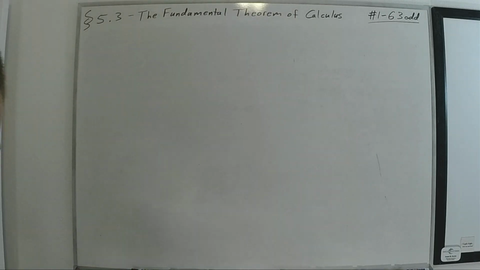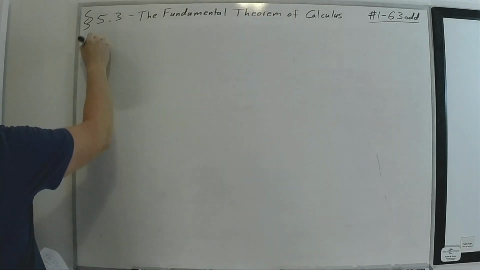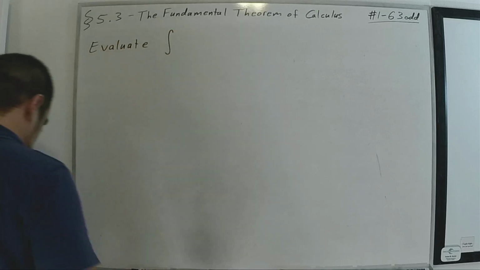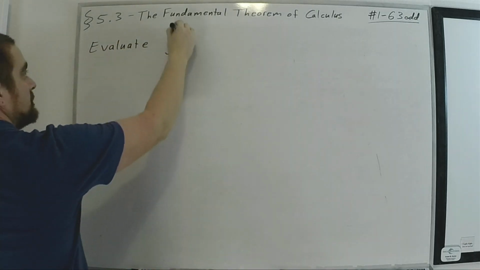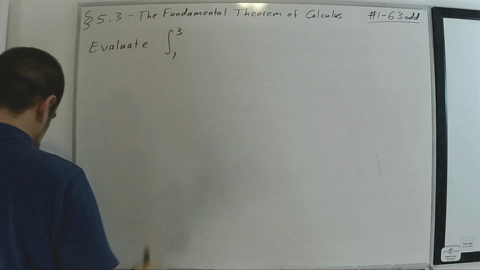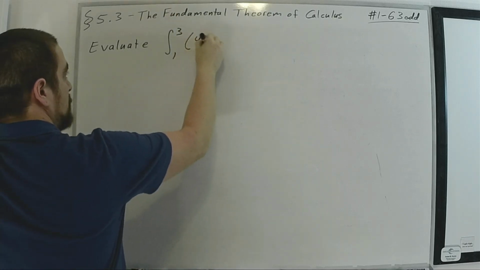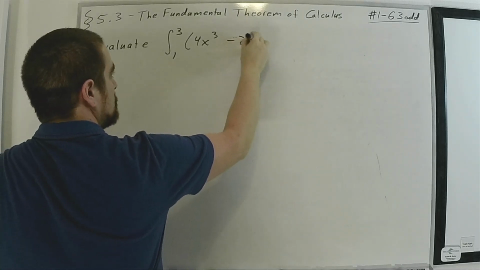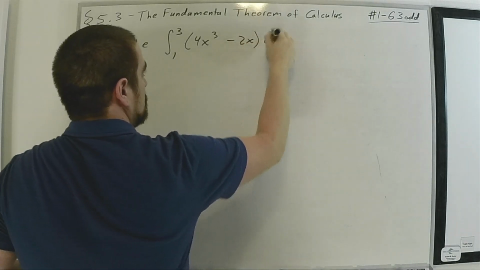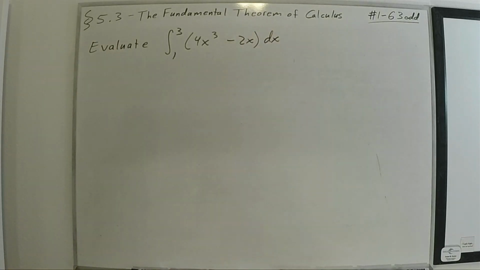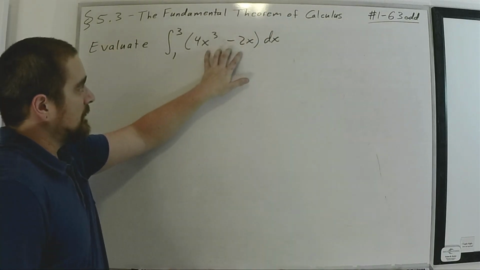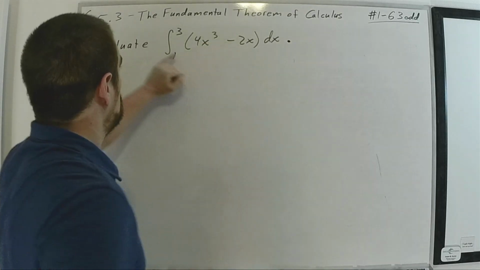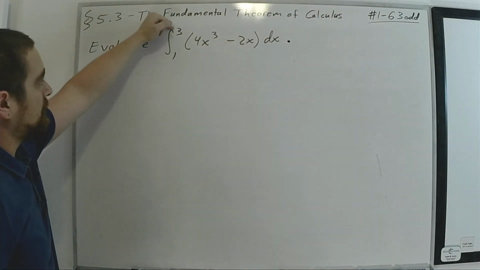Now, let's pick on another one. Let's say we have to evaluate from positive 1 to positive 3 this polynomial, 4x cubed, let's do minus 2x to mix it up. I had a plus, but let's put 4x cubed minus 2x. So this is the function I'm looking at, and I want to integrate it from, very specifically, 1 to 3.